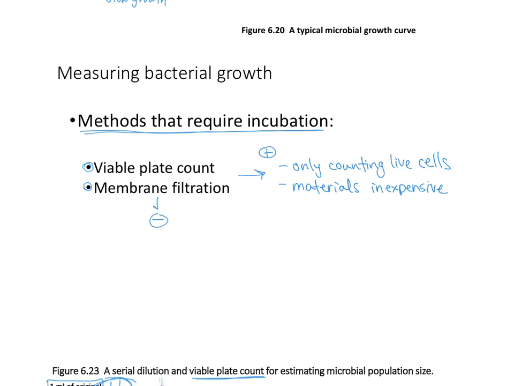Some negatives with both of these methods are that they take a little bit longer than other methods, because there's going to be at least an overnight incubation, depending on how quickly your cells grow up. So it takes a little time to get that number. And again, you need to have counts that are statistically significant, so you might have to dilute or concentrate. With other methods, you have to have that right number as well.